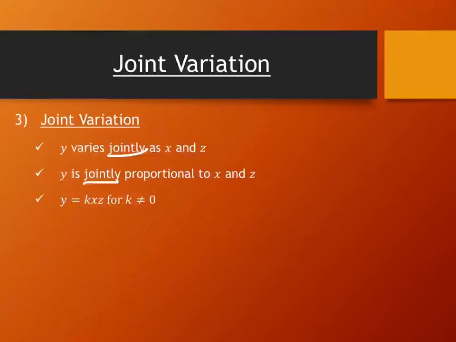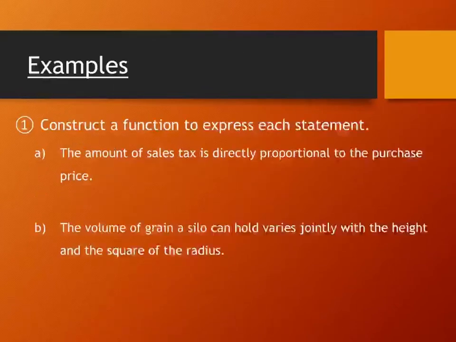All right, so let's get some examples so you can see how these actually work. To start with, we're just going to construct some functions given some language. It says the amount of sales tax is directly proportional to the purchase price. And of course, you know this to be true. You go check out at the register, the amount that you have for the purchases is going to directly affect the exact amount of your sales tax.